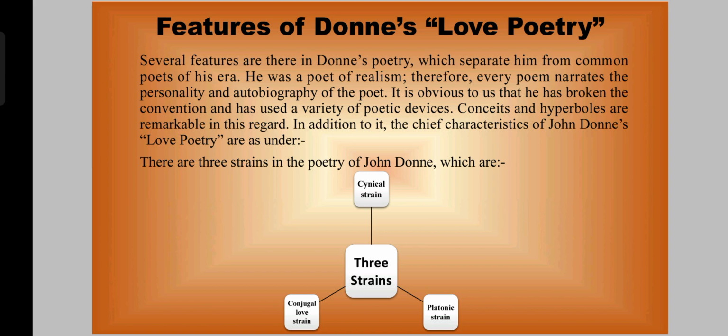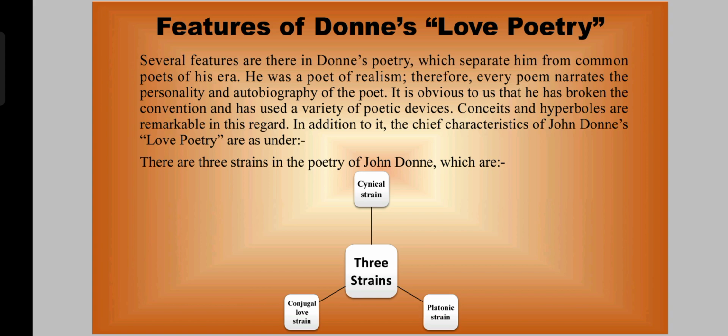Several features in Donne's poetry separate him from the common poets of his era. He is a poet of realism. Therefore, every poem narrates the personality and autobiography of the poet. It is obvious to us that he has broken the convention and has used a variety of poetic devices. Conceits and hyperboles are remarkable in this regard. In addition to it, the chief characteristics of John Donne's love poetry are as follows.